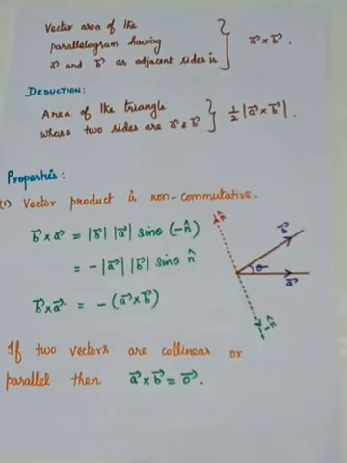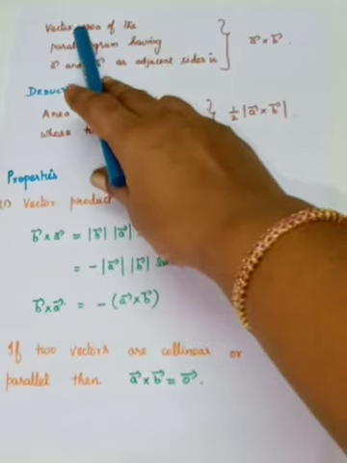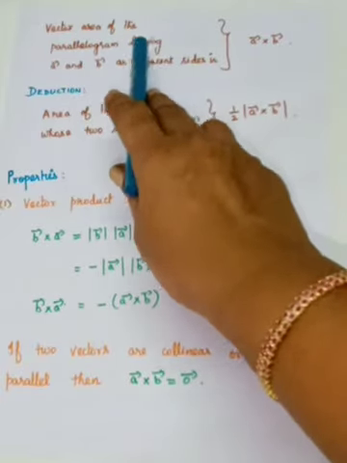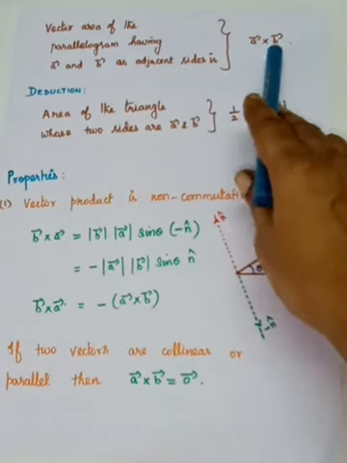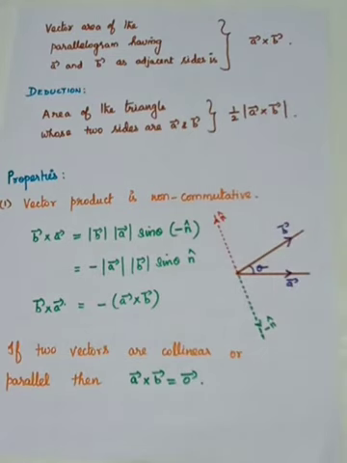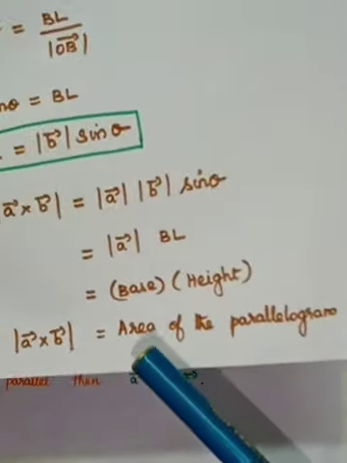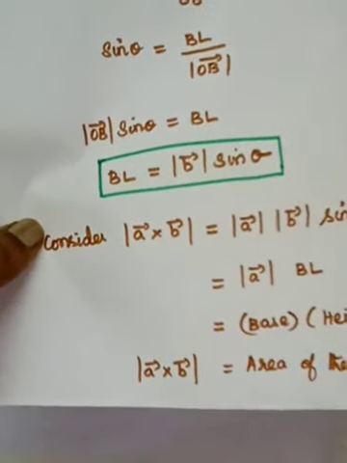See, here area means we will write it as a number. Vector area means the area should be in the form of a vector. So the vector area of the parallelogram having A vector and B vector as adjacent sides is A vector cross B vector. That's why I have mentioned vector area of the parallelogram. If only the area of the parallelogram is asked, you have to write it as a number.